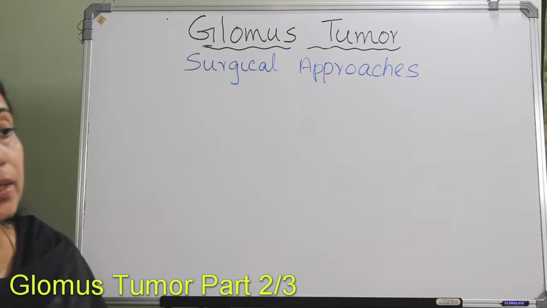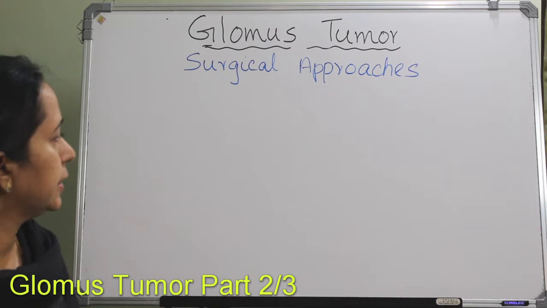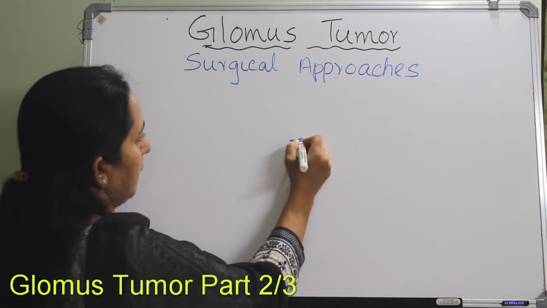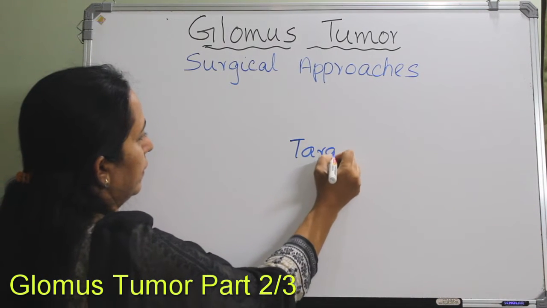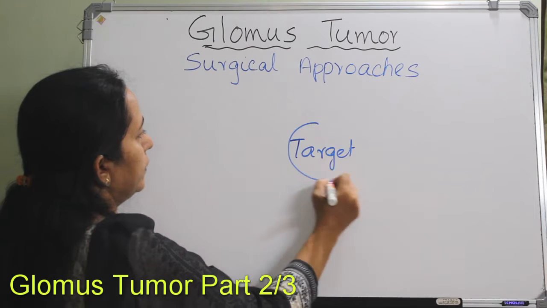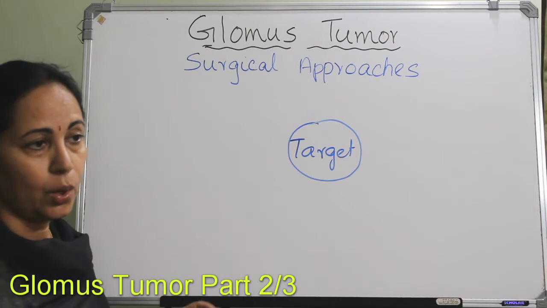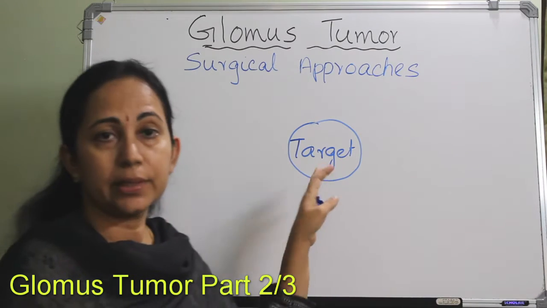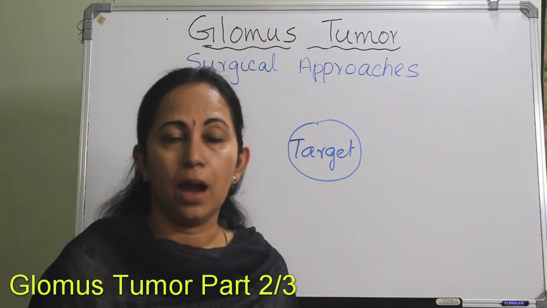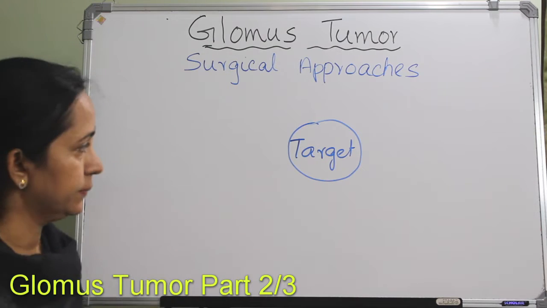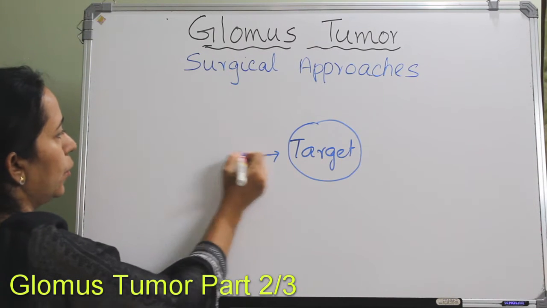One is, where are we going? That is the target. We have to remove this target. So, where are we going? That is the target. How do we get there? That is the surgical corridor.